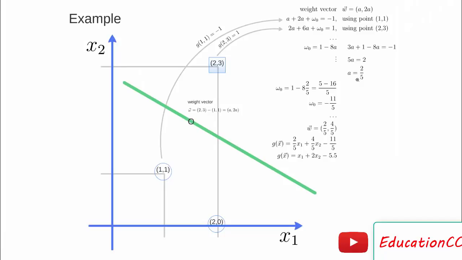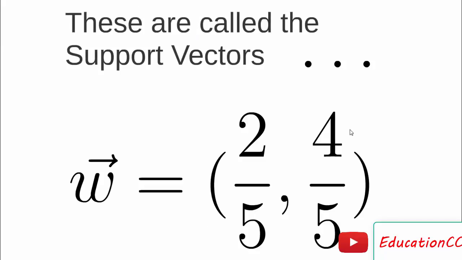Now we discovered the value of a, and now we will substitute in the first equation and also discover the value of omega 0. So by dividing here, we will come to the conclusion that omega 0 is minus 11 divided by 5. And since we know that the weight vector is a and 2a, we can substitute the value of a here, and we'll deliver these values of the weight vector. So in this case, these are called the support vectors because they compose the omega value, 2 divided by 5 and 4 divided by 5.